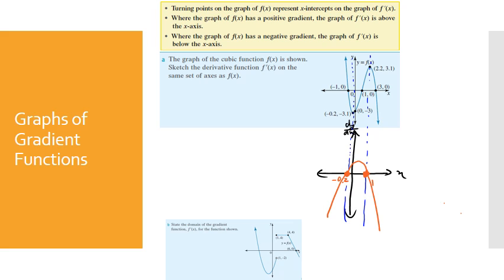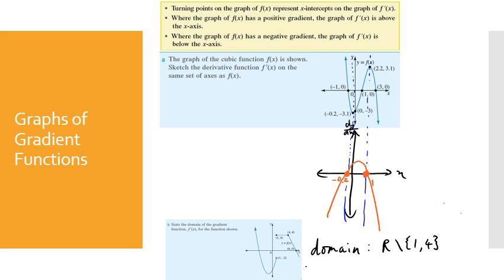Alright, part B, state the domain of the gradient function f dash of x for the function shown. I probably should have given myself more space than that, but anyway. Now, for the gradient function, you can't have any sharp points, and you can't have any discontinuities. There is a discontinuity here, and there is a sharp point here, which means we simply write down all of the domain except for those points. The domain is all real, except the point at 1, and then the point at 4.